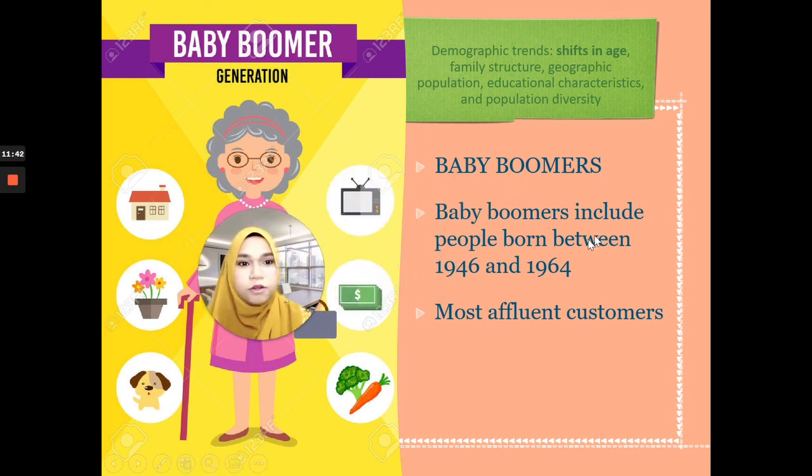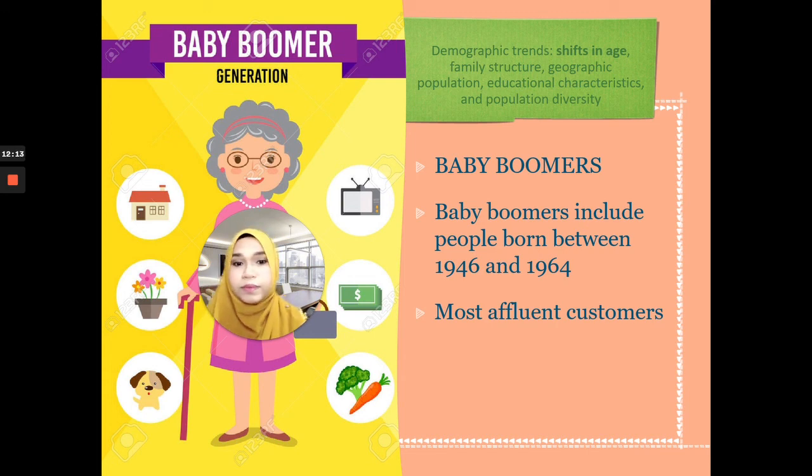Baby boomers are those people who are born between 1946 to 1964. You might guess that this could be your granny, your grandmother, your grandfather. These are actually the most affluent customers. Why do we say they are affluent? Because they have money. At this age, they have already finished working. They are on their pension and they have saved a lot of money, and they have a lot of money now.